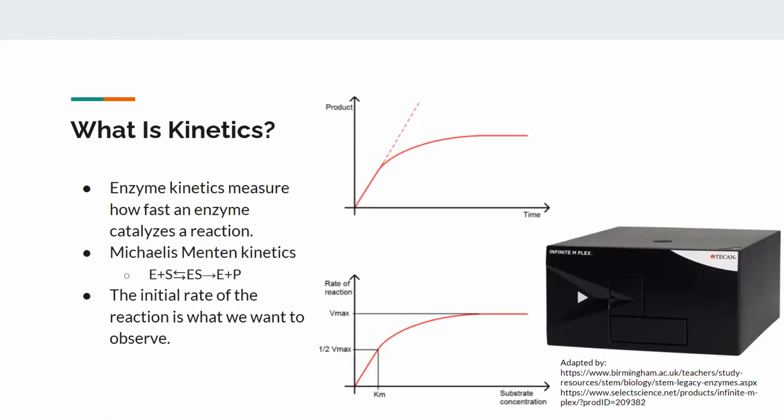If you take these initial rates for different concentrations, you are able to make a graph that looks like this at the bottom, where you have the max rate of the reaction over the different substrate concentrations, and it also has half Vmax and Km, which we'll talk about in a minute. And this on the right side is the machine that I used for kinetics this past summer.